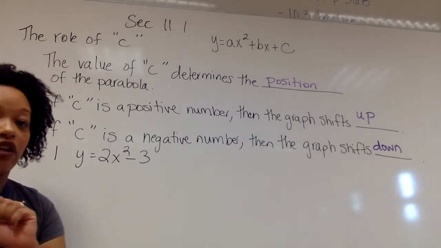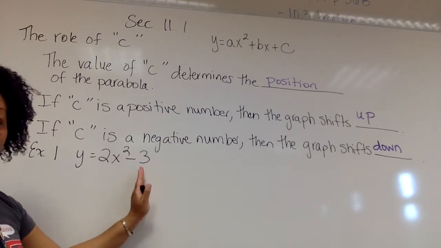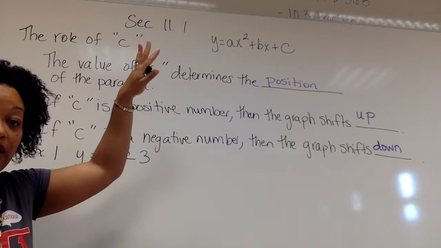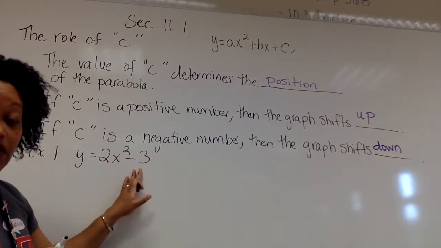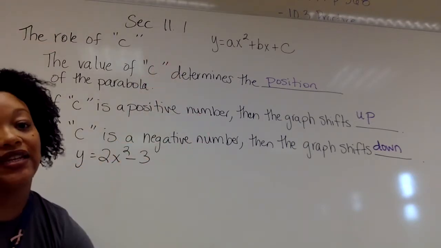All right, so this is what we're going to do first. Now, I have my A term, I have my C term. My A is a positive number, which means the graph is going to open up. My C, you see that's a negative 3. That means that it's going to open up but shift down.